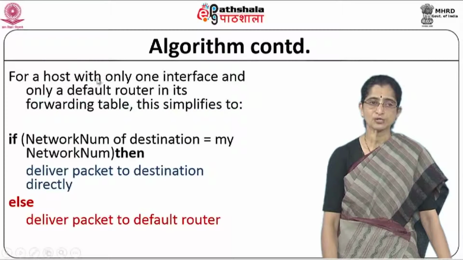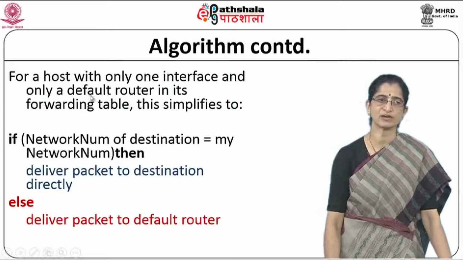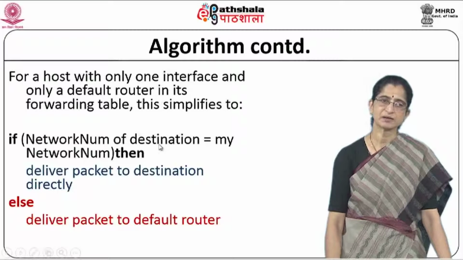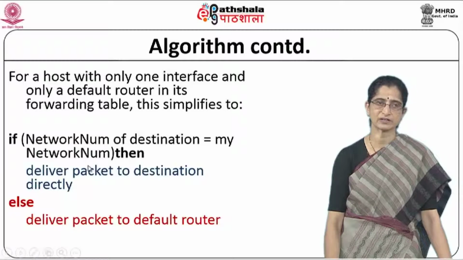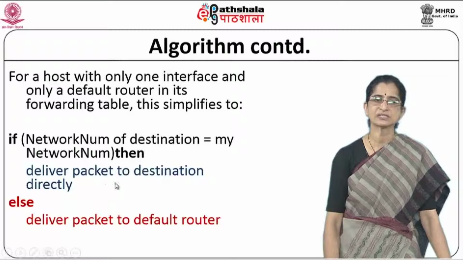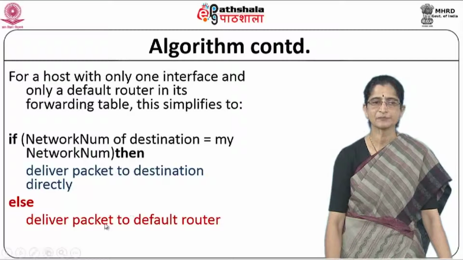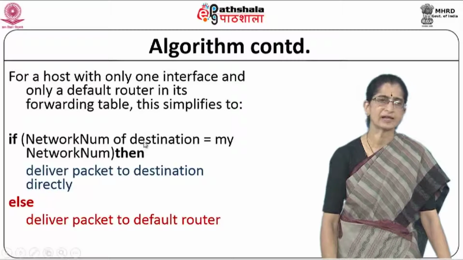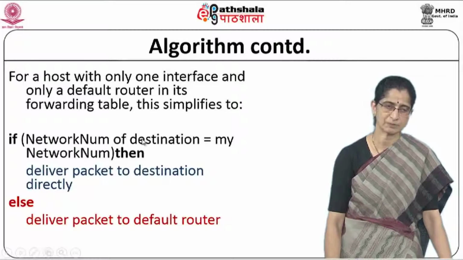Okay. So, if a host has only one interface and only a default router in its forwarding table, this simplifies to checking the network number. If the network number matches your own network number, which means it is on the same network, then you just send the packet directly to the destination. Otherwise, you send it to the default router. So, this is the simple datagram forwarding algorithm which is used in IP networks.